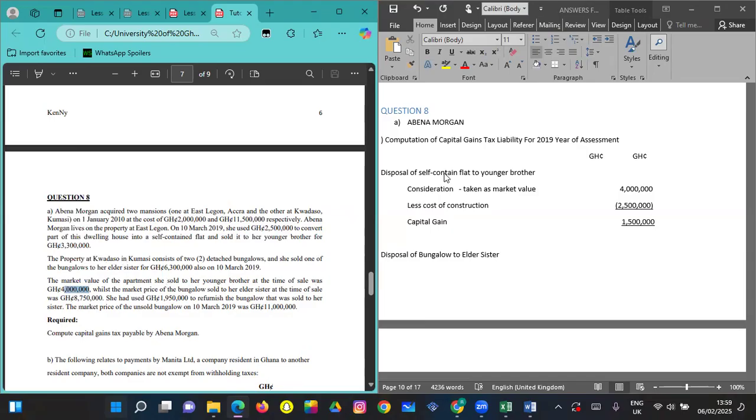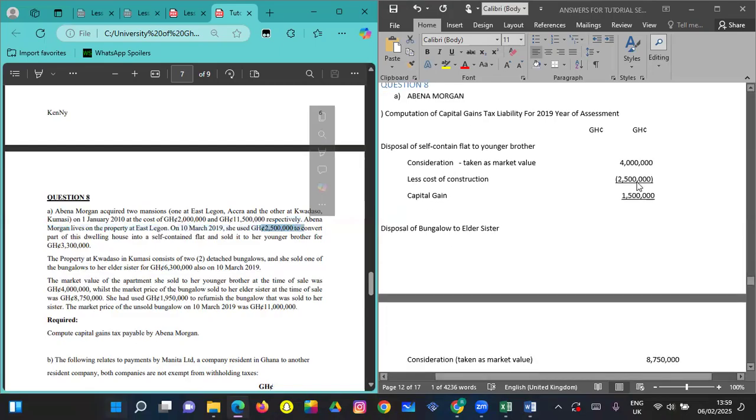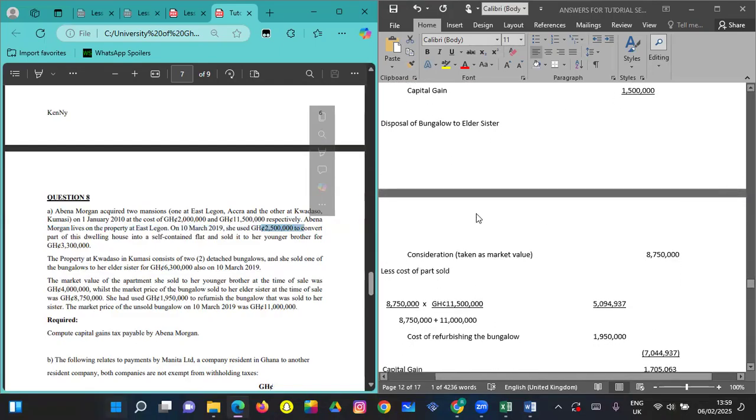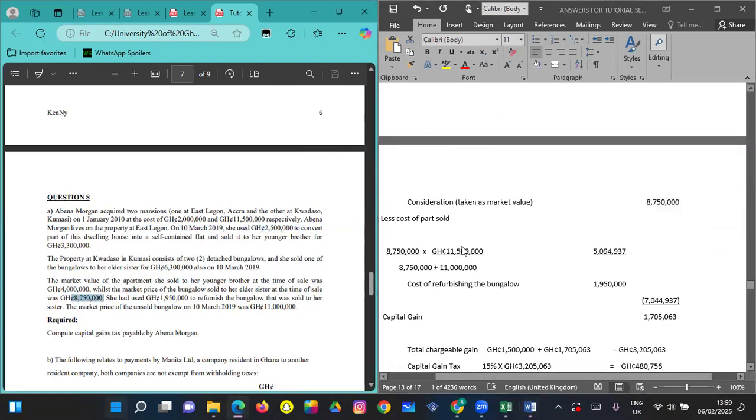So let's look at it. For the younger brother, we use the market value here. We less the cost of construction, which was 2.5. This is our capital gain for that side. Now, on the sister side, it looks more complicated. We take the consideration as at market value, then we less the cost of the part sold. So they sold part and then they left some. So we have to use the A times C over A plus B formula.